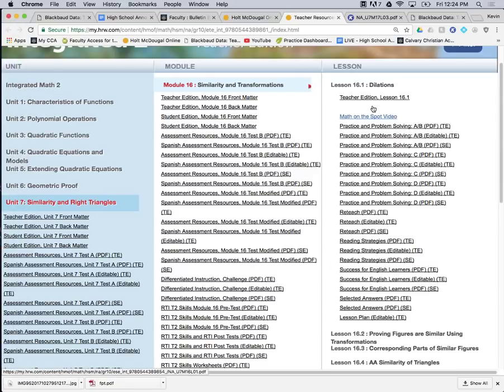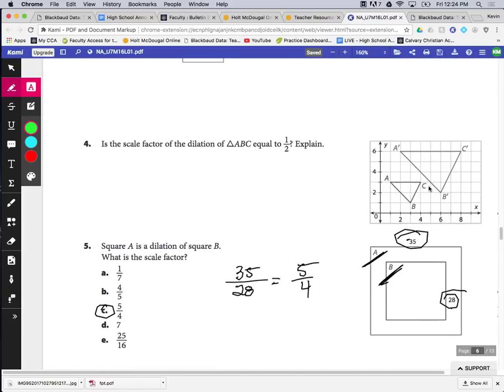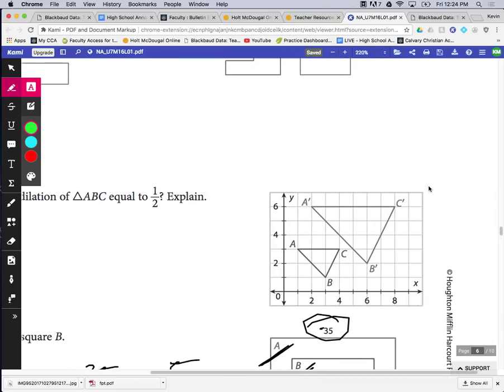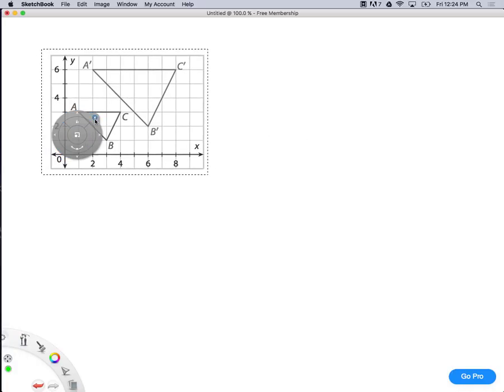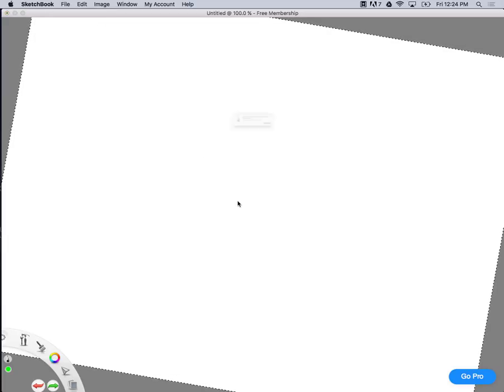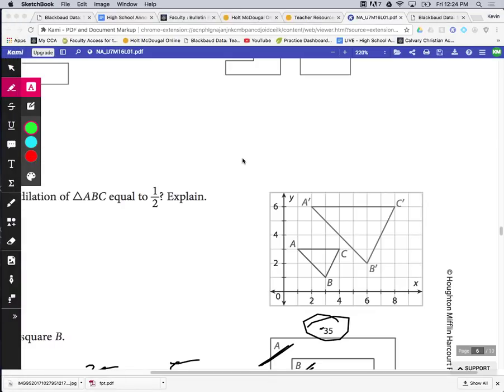Starting with lesson 16.1, dilations. Now you may remember that a dilation creates a similar shape. And a similar shape has the same shape, but not the same size. So of these figures, which one is the dilated shape? Sorry, I gotta bring this back up again. Once I rotate it, it's hard to get back.